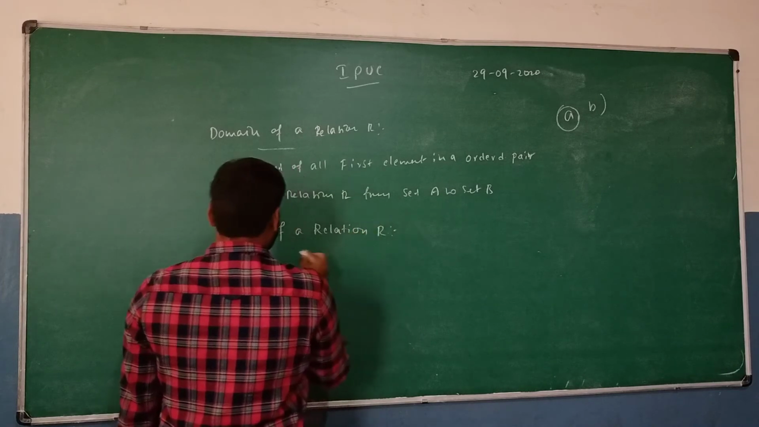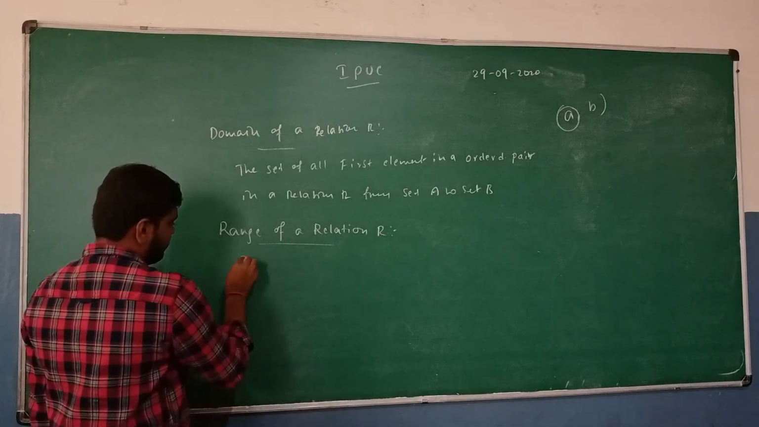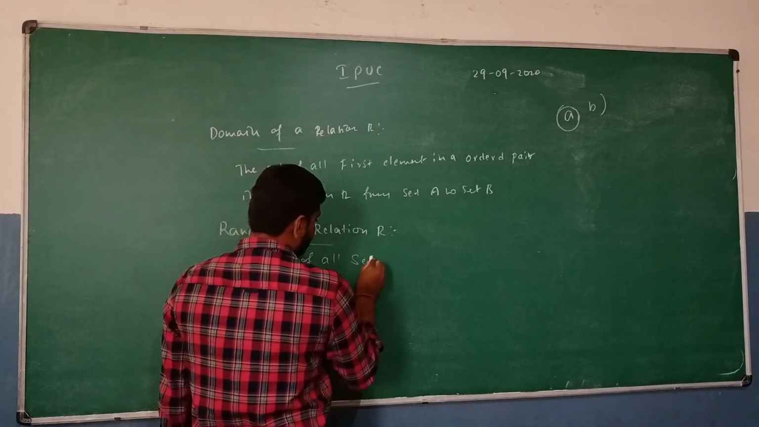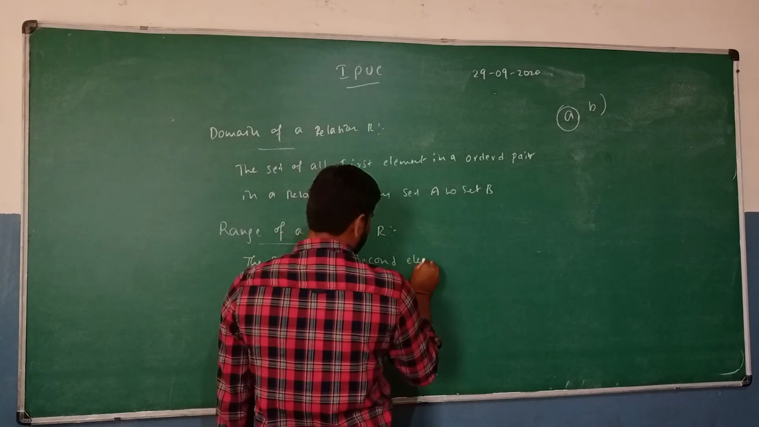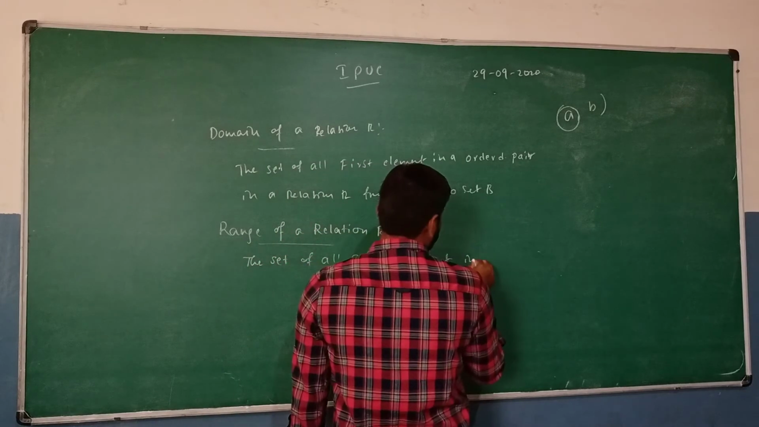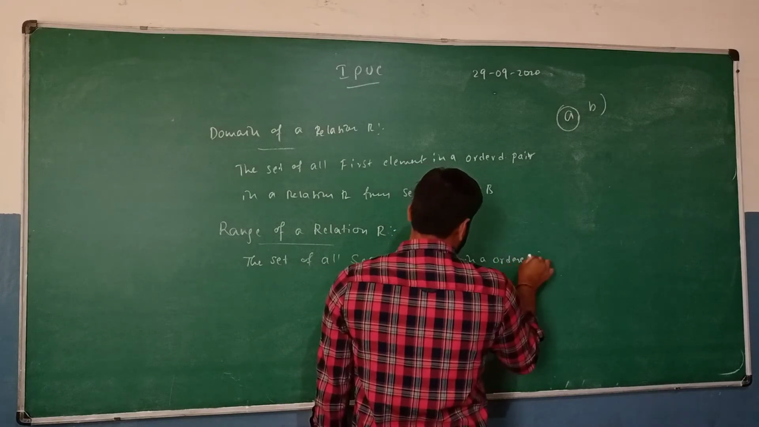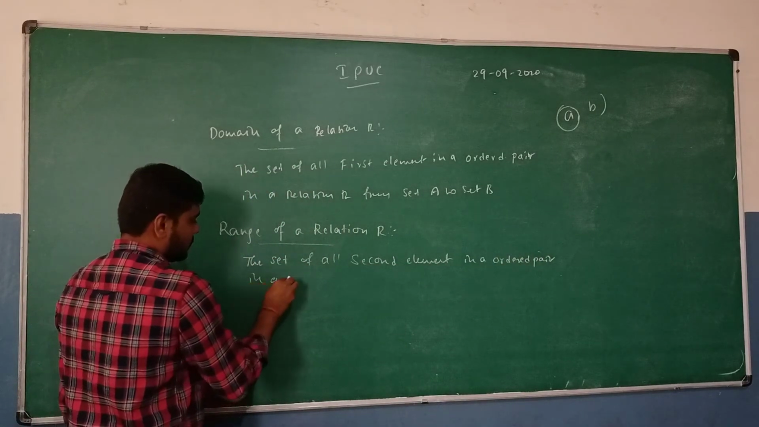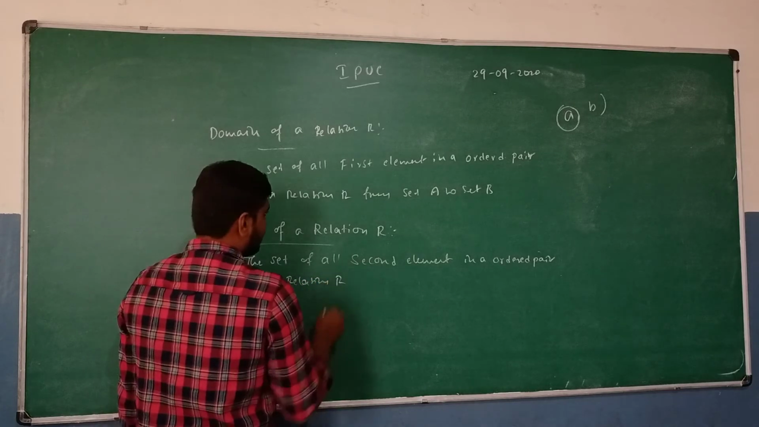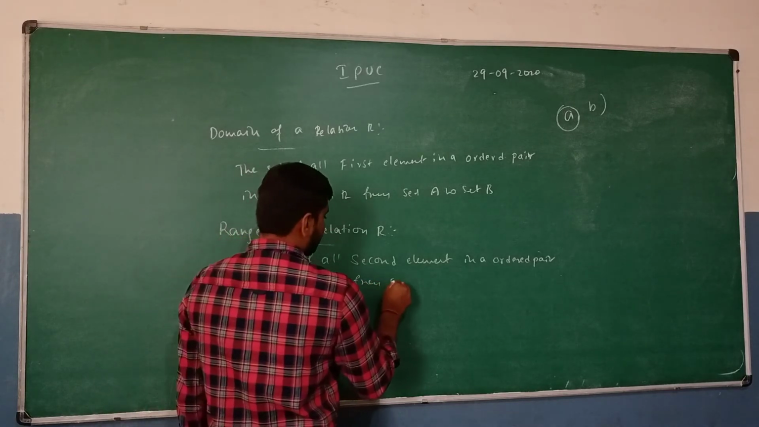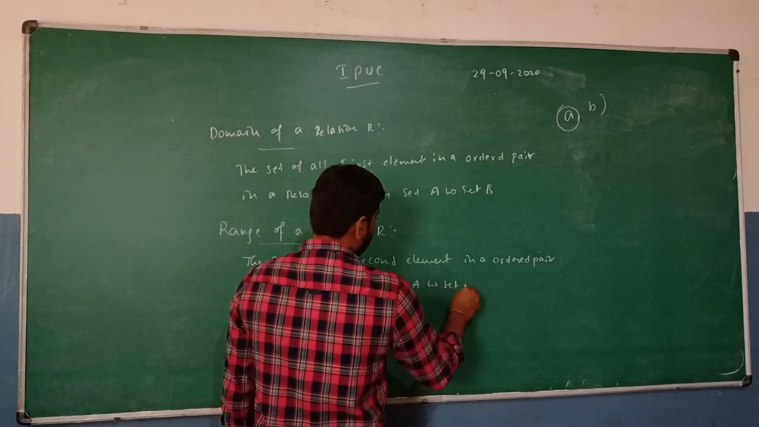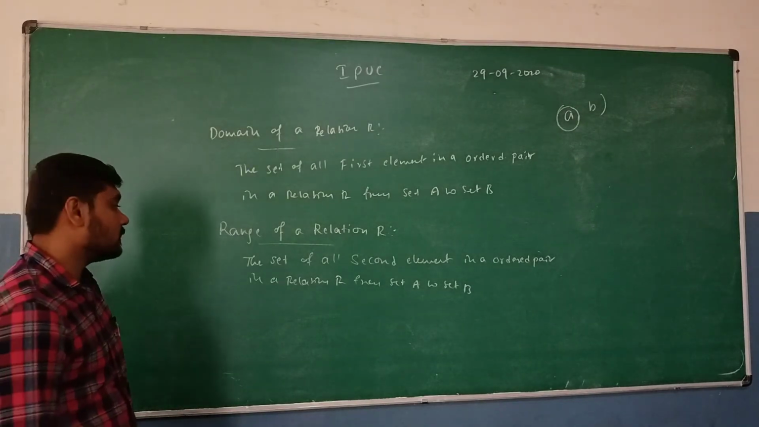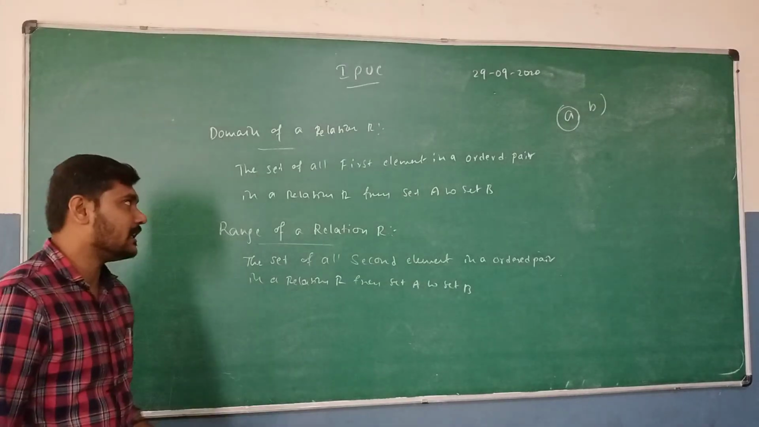Range of a relation R. Here the range of relation R says that it is the set of all second elements in the ordered pairs in a relation R from set A to set B. So the range of a relation says that it is the set of all those second elements in an ordered pair.